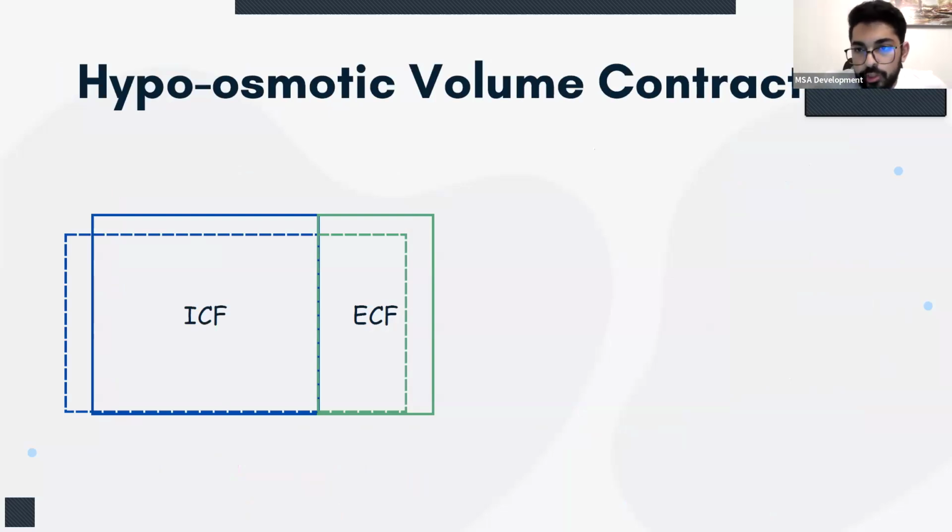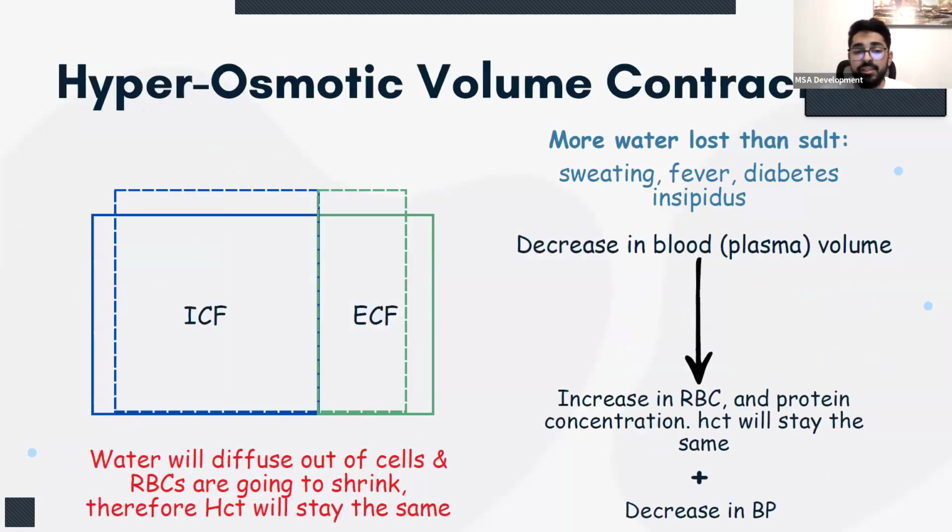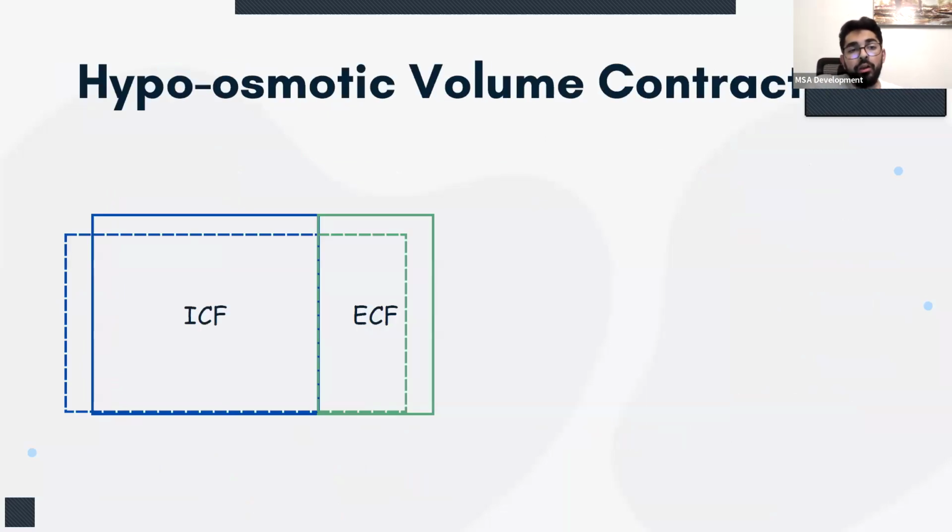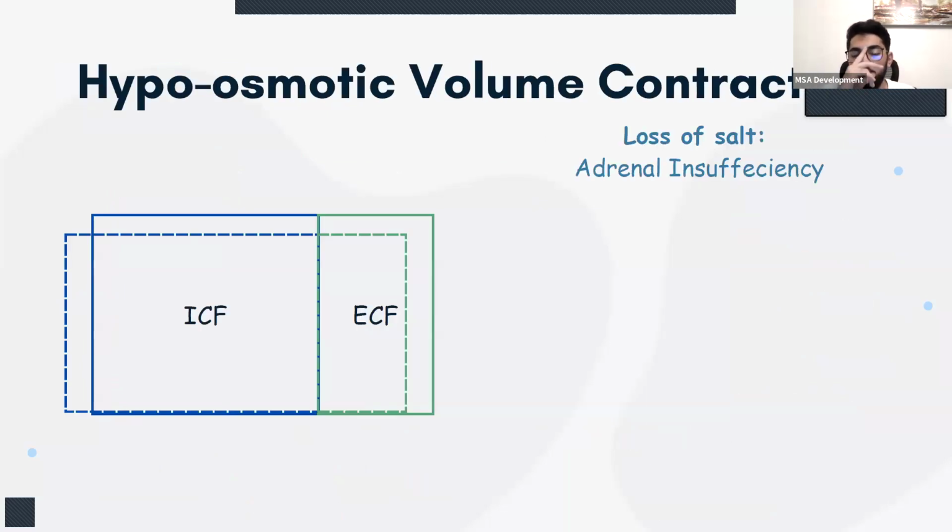For hypoosmotic volume contraction, this is going to be easier than hyperosmotic. Hyperosmotic is a little bit tricky because hematocrit stays the same. You need to know why. It is because the RBCs are going to shrink as a result of water moving outside from the cell. For hypoosmotic volume contraction, this happens in cases where you have adrenal insufficiency, so there's no aldosterone. In this case, overall volume is lost, but more salt is lost than water. So the osmolarity in the extracellular fluid is lower. And you can see that as a vertical decrease in the size of the boxes, okay? So they are going to be shorter.